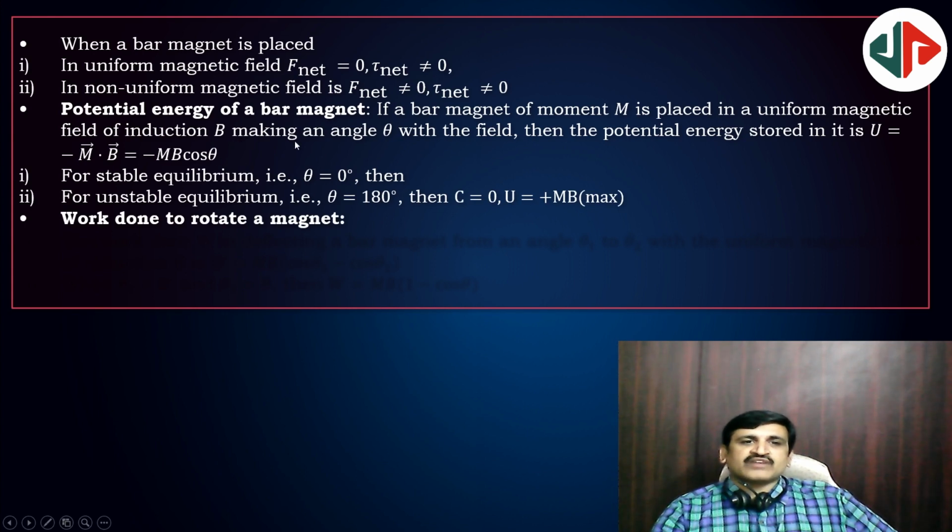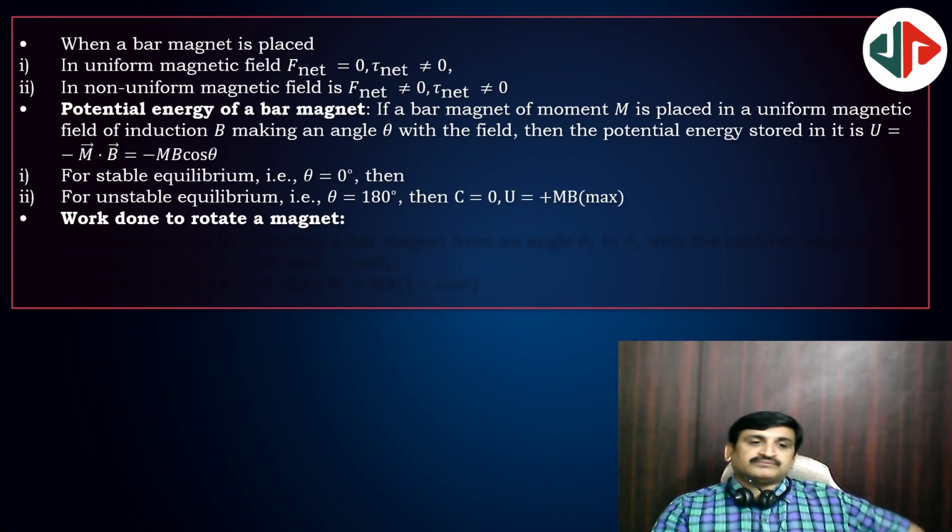Potential energy of a bar magnet: the potential energy stored in it is U, which is equal to minus m bar dot B bar, or minus mB cos theta. When theta is equal to 0 degrees, it is stable equilibrium. When theta is 180 degrees, the other one, it will be unstable equilibrium.